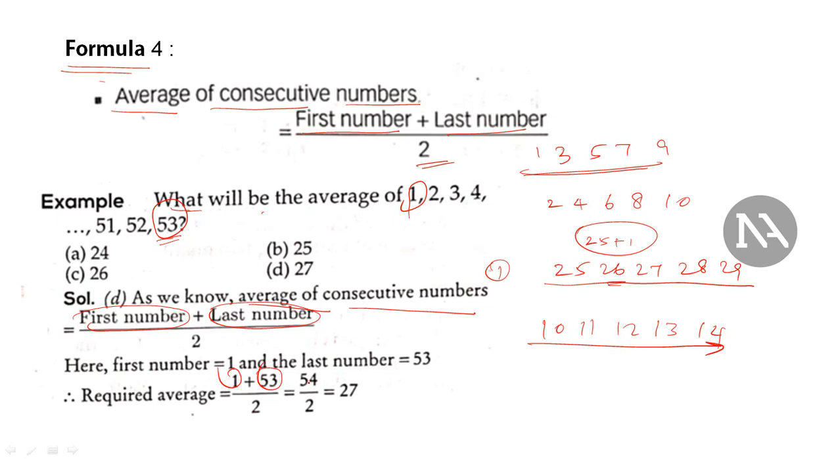So if you add these two, that will give 54 divided by 2. 1 2s are 2, 2 2s are 4, then remainder is 1, 14. So 7 2s are 14. So 27 is the average.